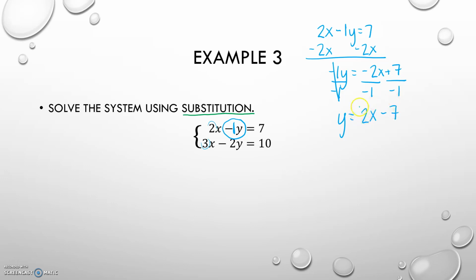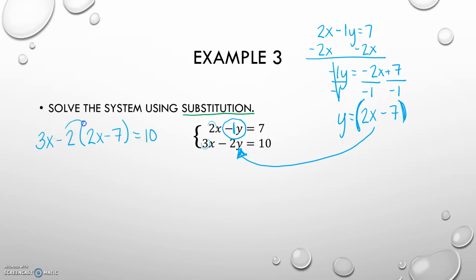So now I've solved for y, and I can take that and substitute it into the other equation. Make sure you're not plugging it into the one you just solved for. I'm going to have 3x minus 2, parenthesis, I'm dropping my y and filling that in, 2x minus 7 equals 10. Distribute, 3x minus 4x plus 14 equals 10.